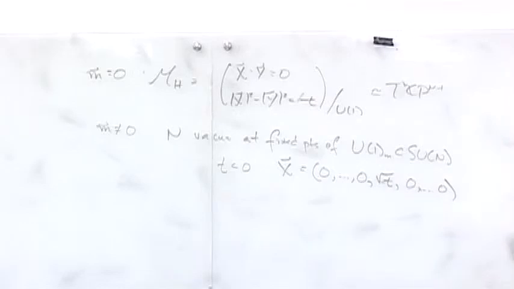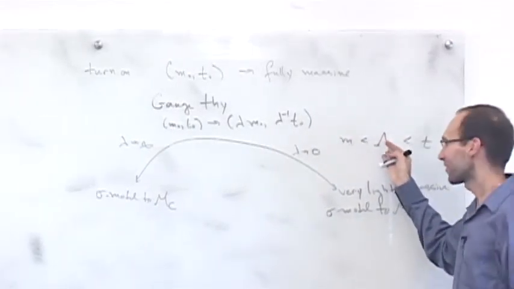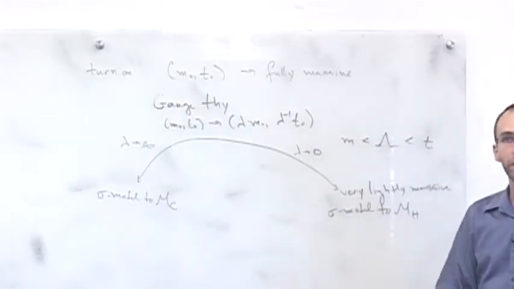So is the lambda equal to 0 limit some kind of intermediate between these two? Yeah. If lambda is zero, then we just get a massless resolved sigma model. It all depends on the value of big lambda. So yes, in some sense, it's an intermediate regime.